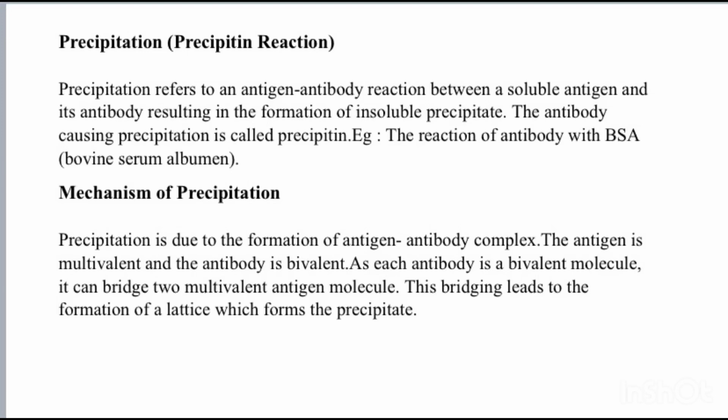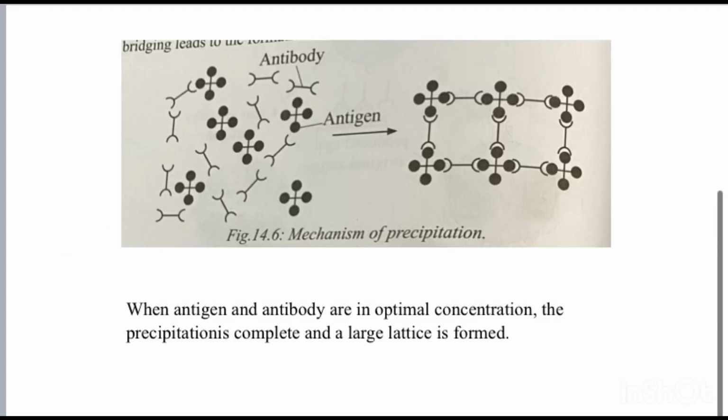Mechanism of precipitation. Precipitation is due to the formation of antigen-antibody complex. The antigen is multivalent and the antibody is bivalent. As each antibody is a bivalent molecule, it can bridge to multivalent antigen molecules. This bridging leads to the formation of a lattice, which forms the precipitate. When antigen and antibody are at optimal concentration, the precipitation is complete and a large lattice is formed.